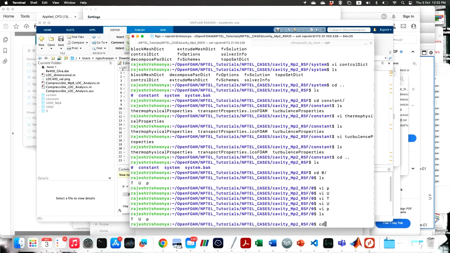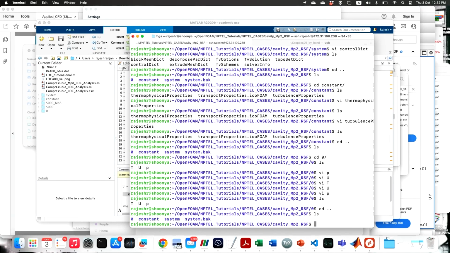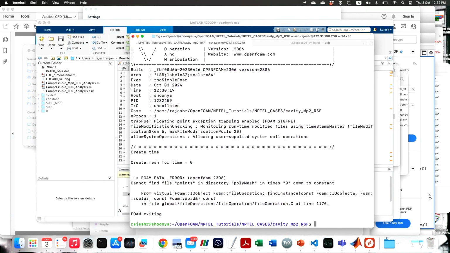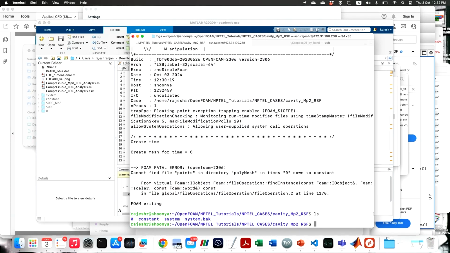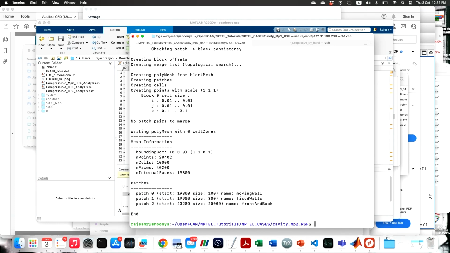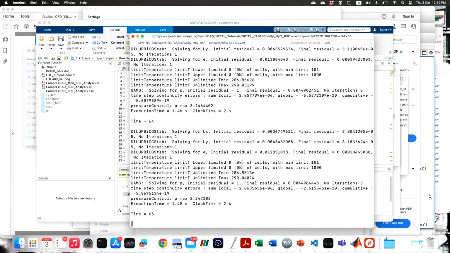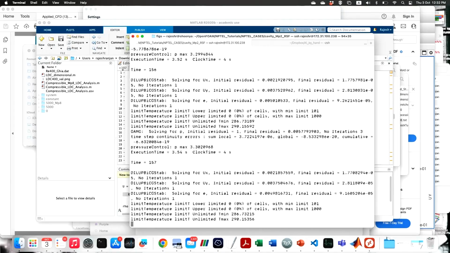So, we have set up the initial condition, boundary condition, and checked the solver. I will be sharing these files with you, so that it will help you. You just need to run rhoSimpleFoam, okay. I have not created the mesh. It says that there is no polyMesh, that means I have not created the mesh. So, the first thing is to run blockMesh, okay. You created the mesh, now you run the solver. Now, it is running the solver, it will take some time.